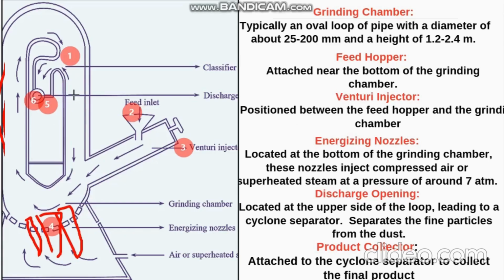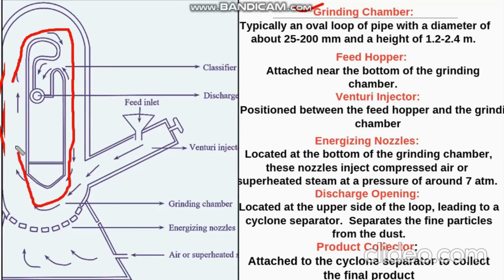Let us discuss in detail one by one. The first one is the grinding chamber. The grinding chamber is the part where the size reduction process is going to take place. And the feed hopper, or feed inlet, is where we introduce the sample. The grinding chamber is a loop pipe with a diameter of 25 to 200 mm and a height of about 1.2 to 2.4 m.